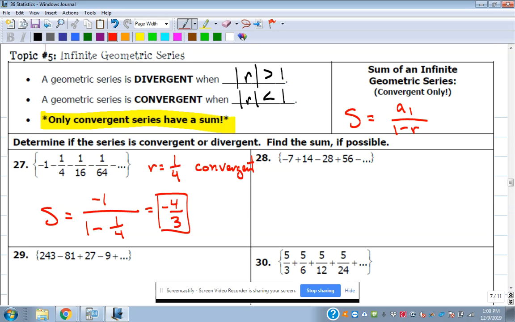Let's look at number 2 real quick. -7 to +14, +14 to -28, -28 to +56, and so on. What's our common ratio? -2. The absolute value of that is 2, so this one is divergent, which means there's no sum. Okay. Based on just what r is, you can decide if there's a sum or not.